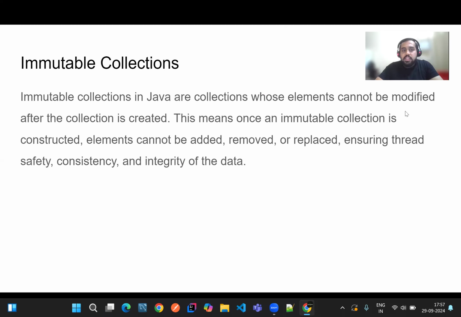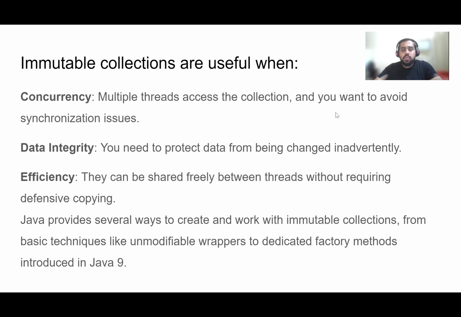Immutable collections in Java are collections whose elements can't be modified after the collection is created. This means once an immutable collection is constructed, elements cannot be added, removed or replaced. The use for this is thread safety, consistency and integrity of the data. Let's see how immutable collections are useful.